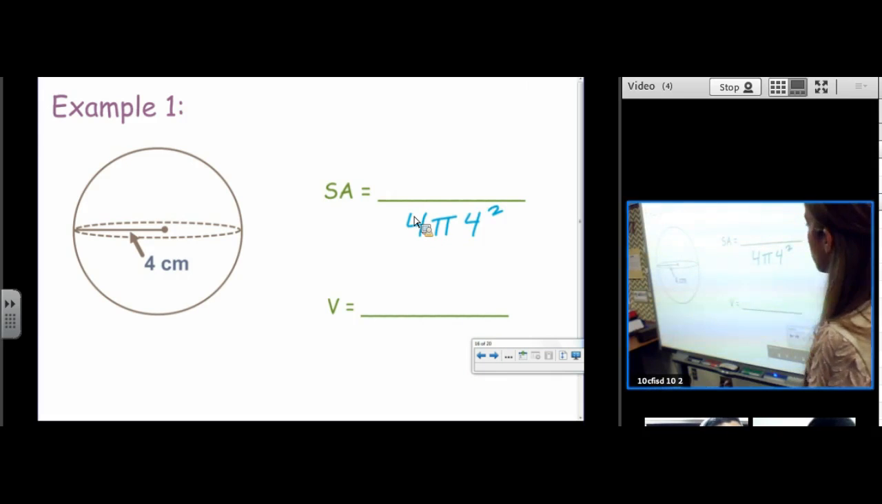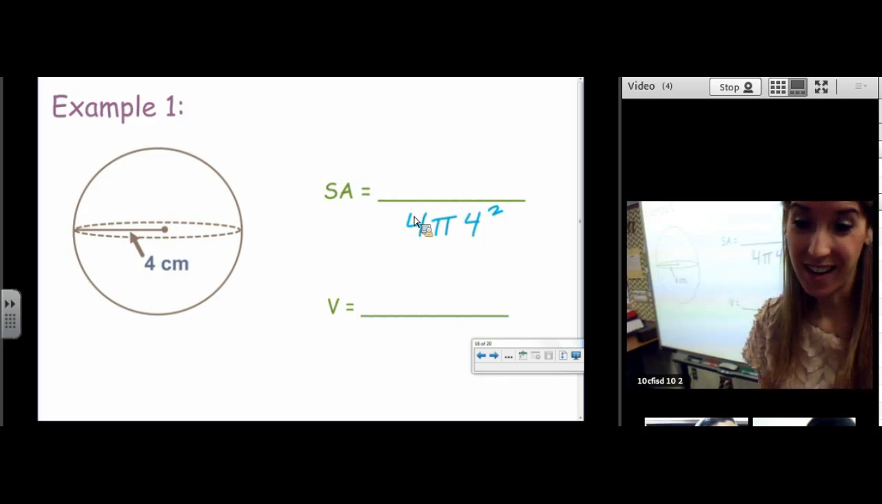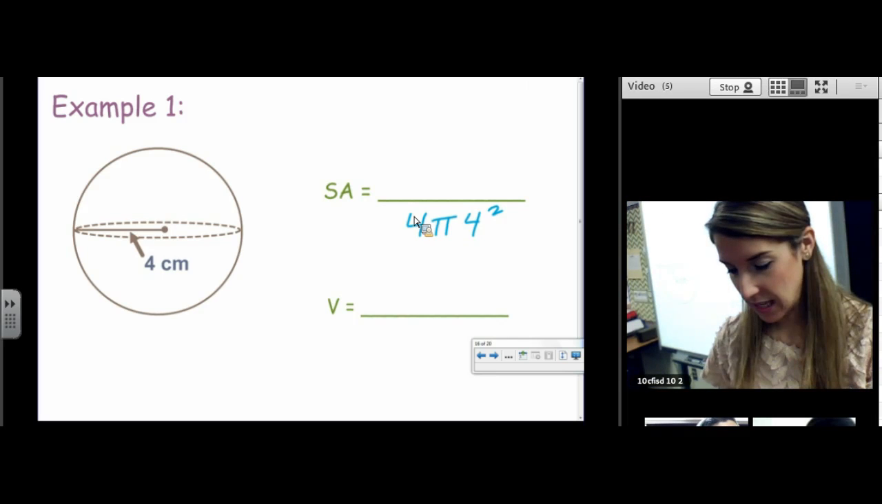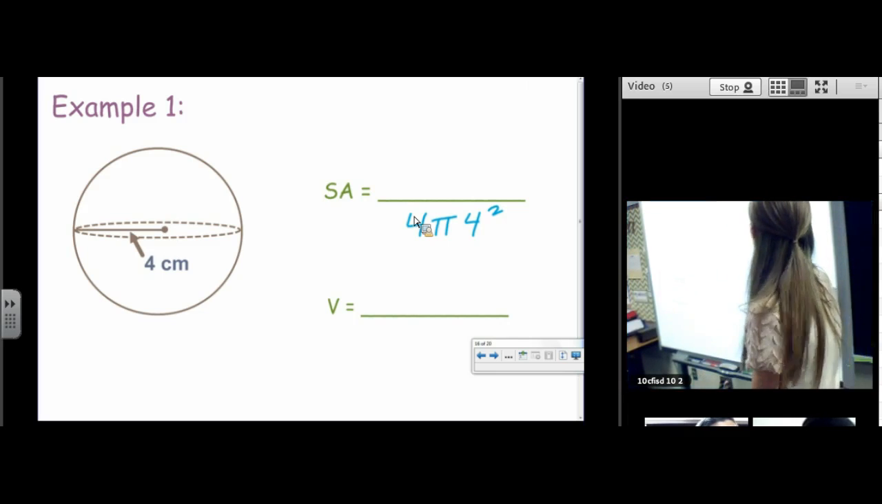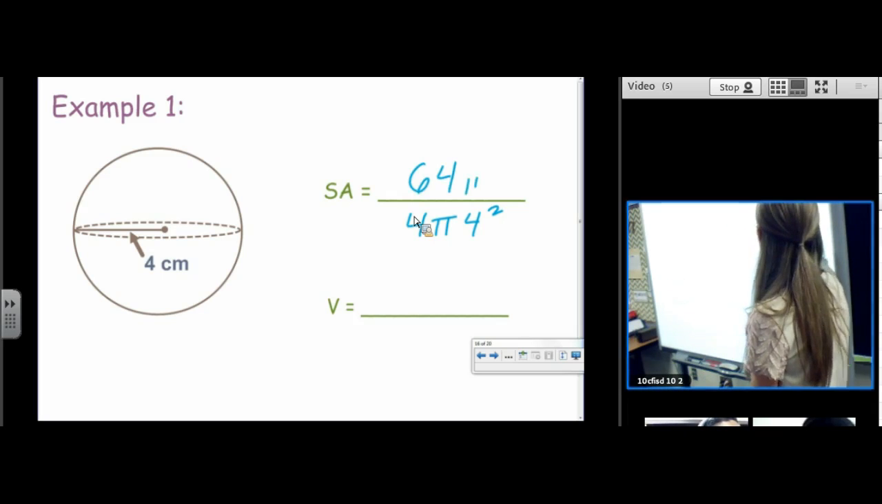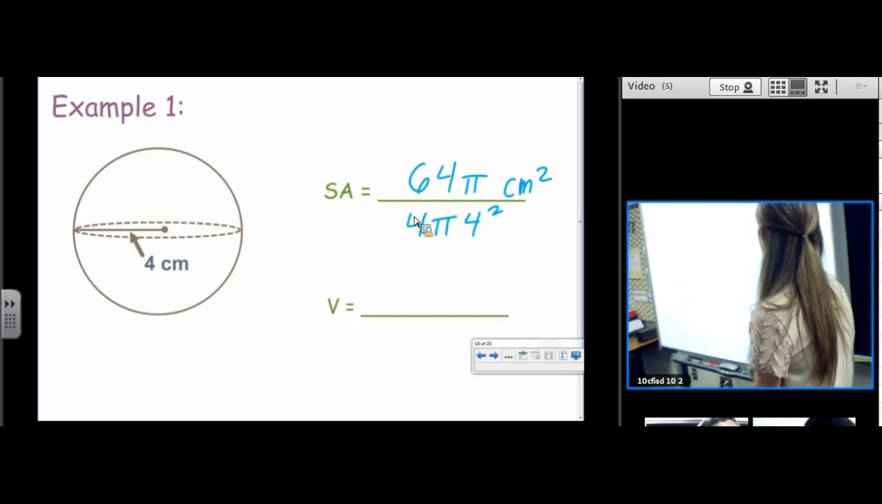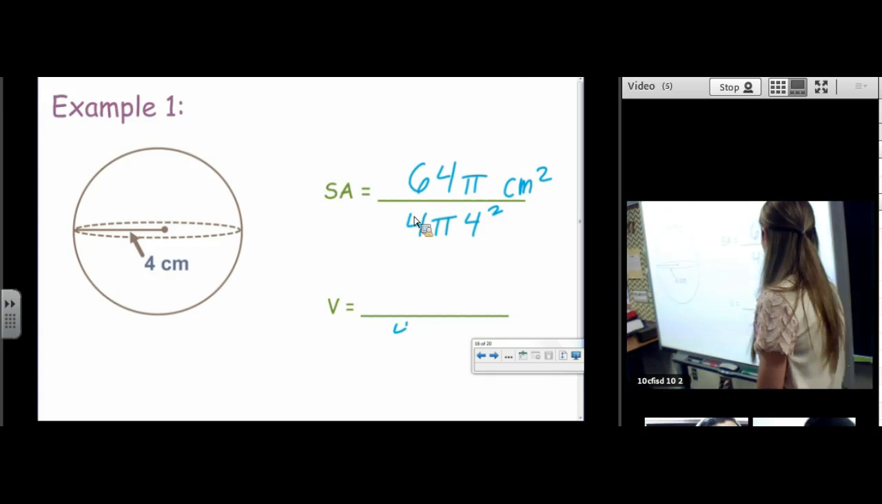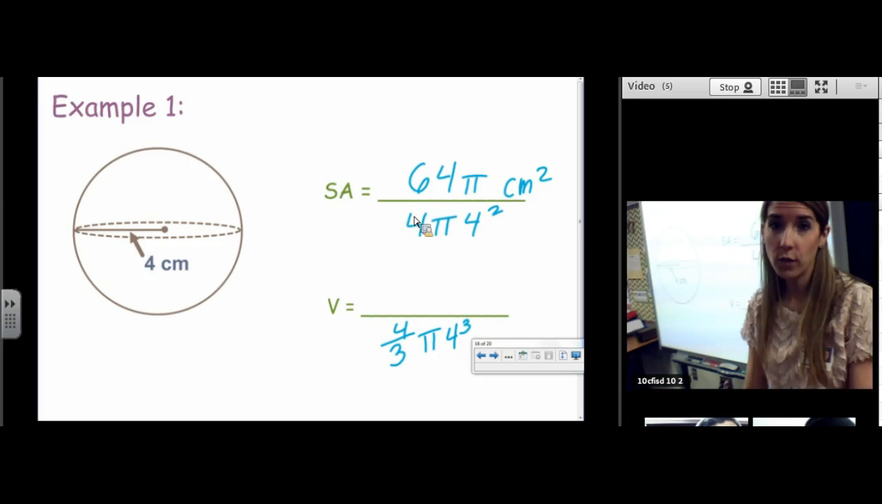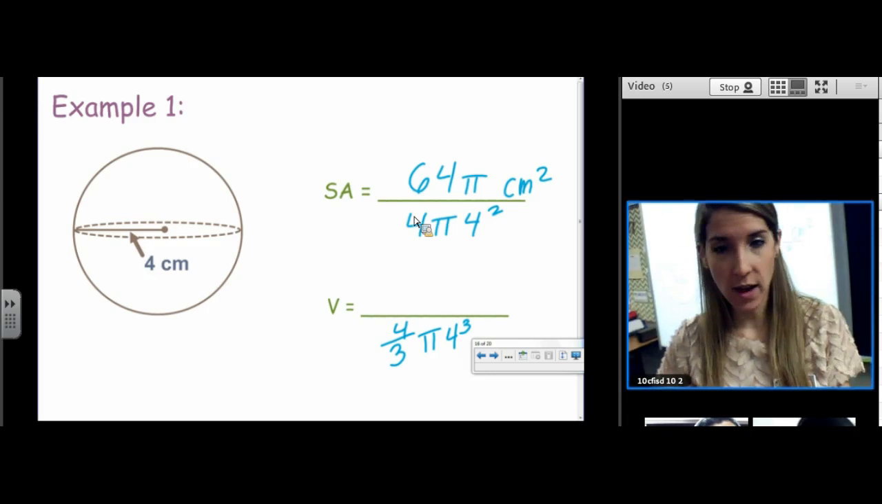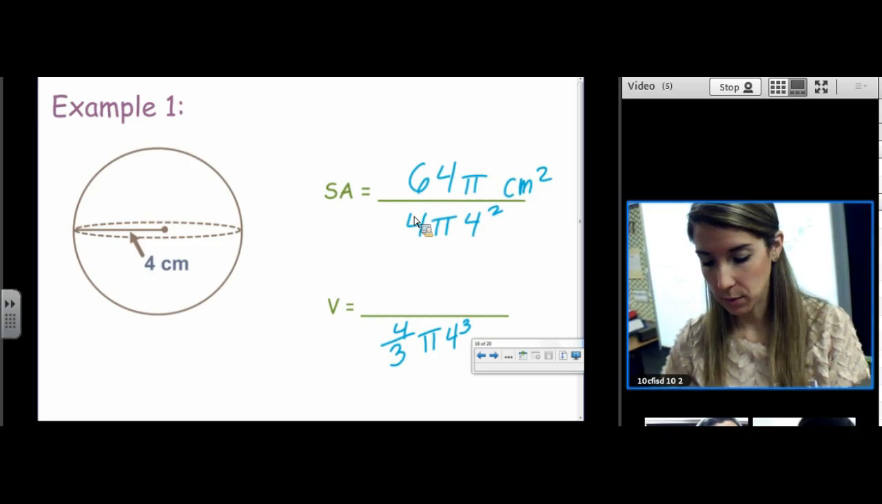4 pi r squared. It's kind of like saying 4 cubed, since that's the radius. What is it? Very good, Ganesh. 64 pi centimeters squared. And volume is 4/3 pi r cubed. Don't forget to cube. It's not squared, it's cubed, because volume is 3D.